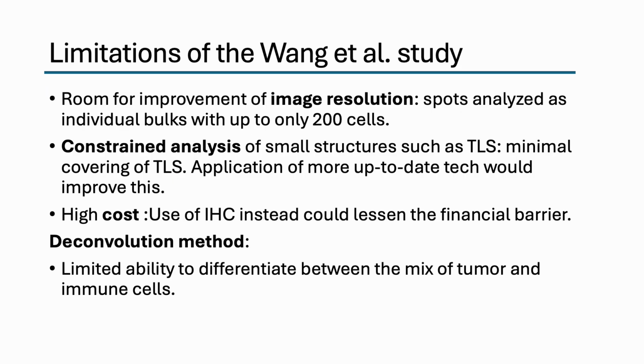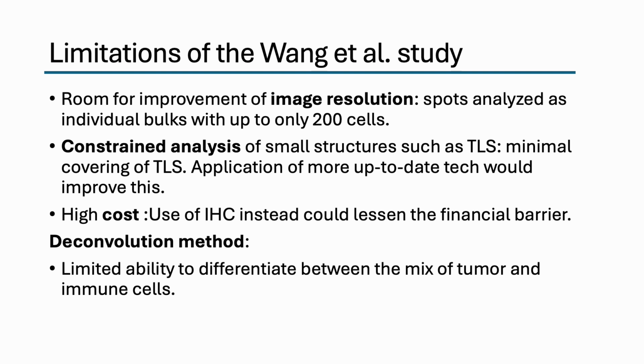There is a bit of room for improvement in this study, especially since it is a really rapidly advancing field. This paper did only come out a year ago, but a lot of the technology is now much more advanced, such as for the image resolution. The spots they analyzed, such as individual bulks, only went up to 200 cells. So this limits the accuracy of the actual tumor microenvironment and the tumor heterogeneity, which are really important factors in this study. Constrained analysis of small structures, such as the tertiary lymphoid structures, also leaves room for improvement. So again, application of more up-to-date technology could improve the study.